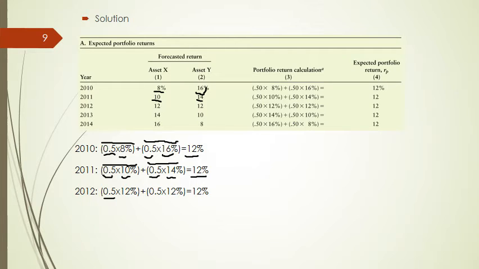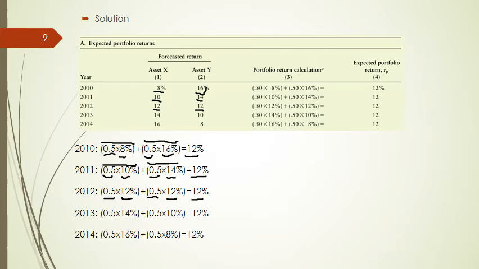So 0.5, which is 50% of the portfolio consisting of asset X, multiplied by 12%, the return on asset X in 2012, plus 0.5, which is 50% of the portfolio, and that is how much of asset Y we have there, multiplied by the return on asset Y in 2012. What you have is an expected portfolio return of 12% again in 2012. And that is indeed the case for 2013 and 2014. It is the same calculation and the same principles. So what we find is that in each year, the expected return of the portfolio is 12%.